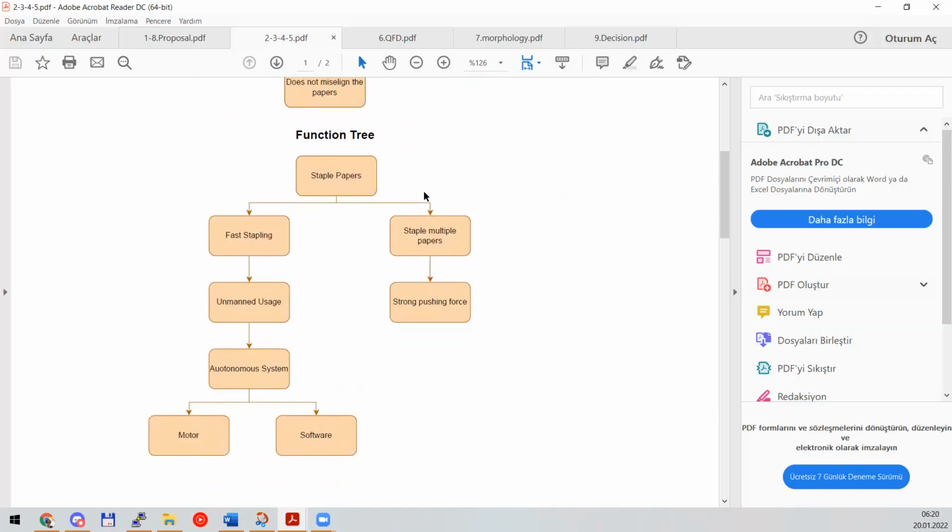This is our function tree. Stapling papers is separated into two parts: fast stapling and stapling multiple papers. Fast stapling is followed by unmanned usage, and the unmanned usage is followed by an autonomous system. The autonomous system is separated into two parts: motor and software. Stapling multiple papers is followed by strong pushing force.